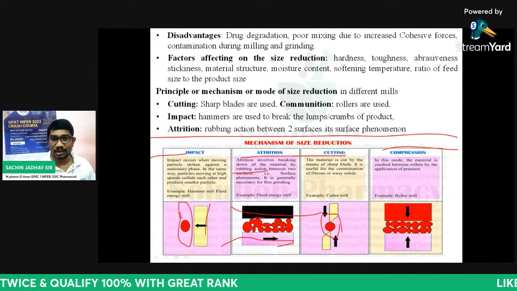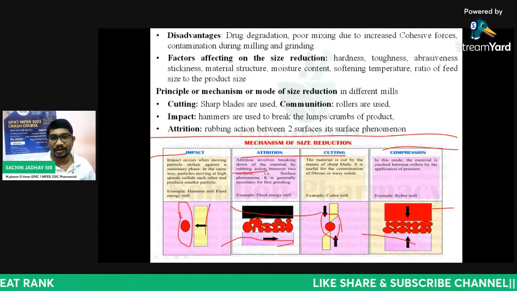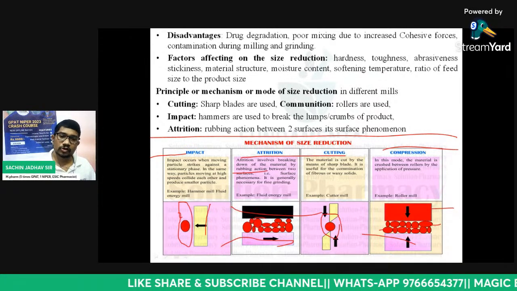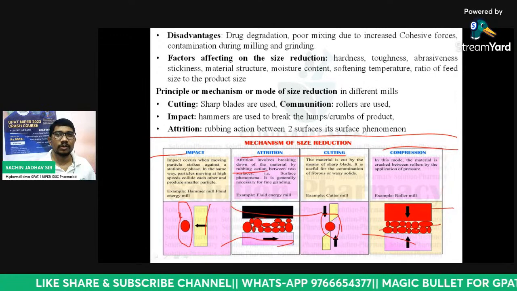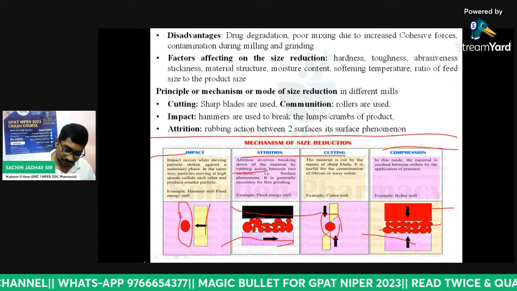Rollers are used. There are two rollers, and in between them there is a product, a material to be size reduced. Because of the compression, there will be a decrease in the particle size, right?